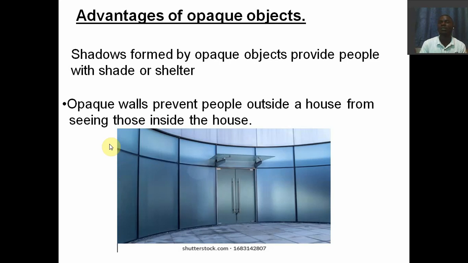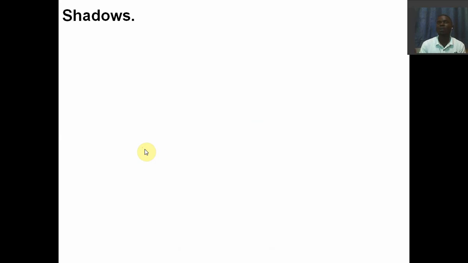Let's look at the next one. It says opaque walls prevent people outside a house from seeing those inside the house. This also provides privacy for you. Do you need privacy in your house? Yes, the opaque object will help you. The house is an opaque object. The walls are opaque. The doors are opaque. So they provide privacy for you inside the house. Those are some of the advantages of opaque objects.